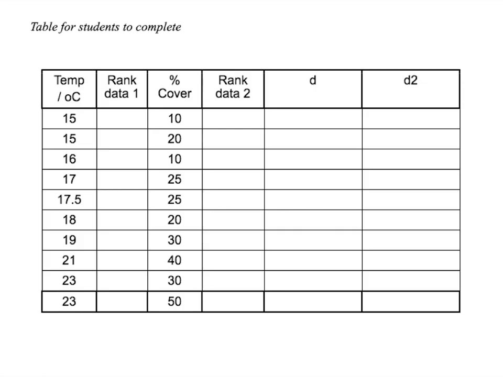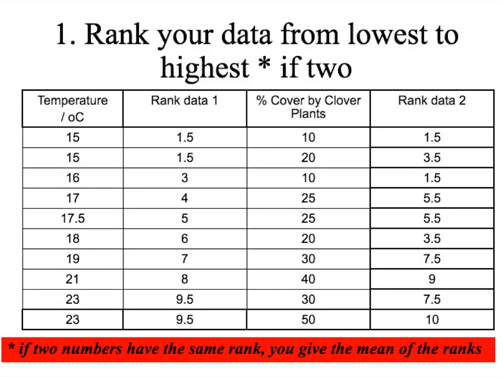So once you've collected your pairs of data, you then have to rank them from lowest to highest or highest to lowest, as long as you do the same for both. So here you can see we've ranked our temperatures and we've ranked our percentage covers of clover. It's important to note that if you have two that have got the same rank, then you have to do the middle value. So our lowest temperatures are 15, so this includes rank 1 and rank 2, to give both a rank of 1.5. And similarly for temperature over here, this is rank 9 and rank 10.